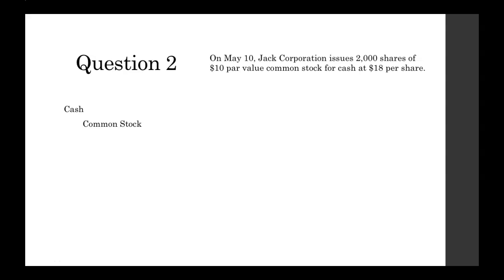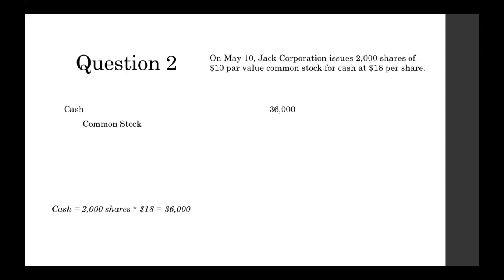So let's figure out the numbers here. For cash, we're going to take the 2,000 shares, multiply it by the $18 per share, the market price of what we issued these shares for. So 2,000 times 18 gives us 36,000. So we'll debit our cash for 36,000.